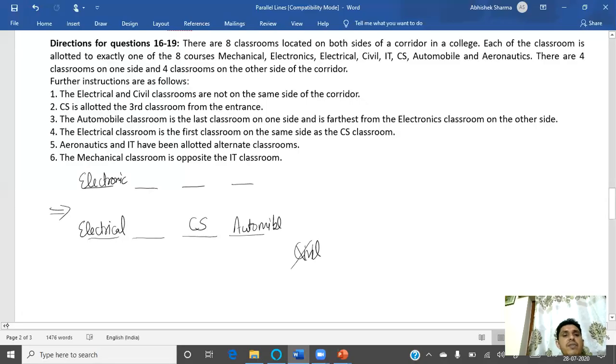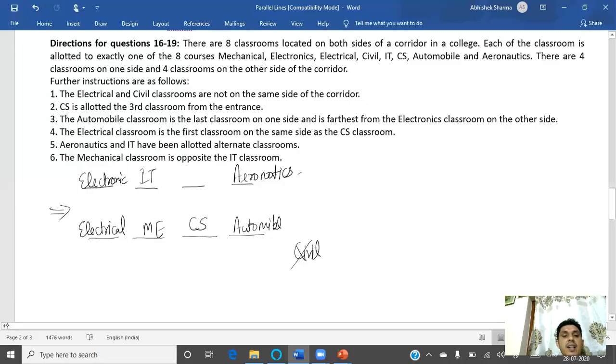Thereafter, the electrical classroom is the first classroom on the same side as the CS. This has been done. Aeronautics and IT have been allocated alternate classrooms. That means aeronautics and IT must be here. Okay. The mechanical classroom is opposite to IT, so mechanical must be here. And if mechanical is here, then IT should be here. And if IT is here, then aeronautics must be here. And if aeronautics is here, then one class is remaining.